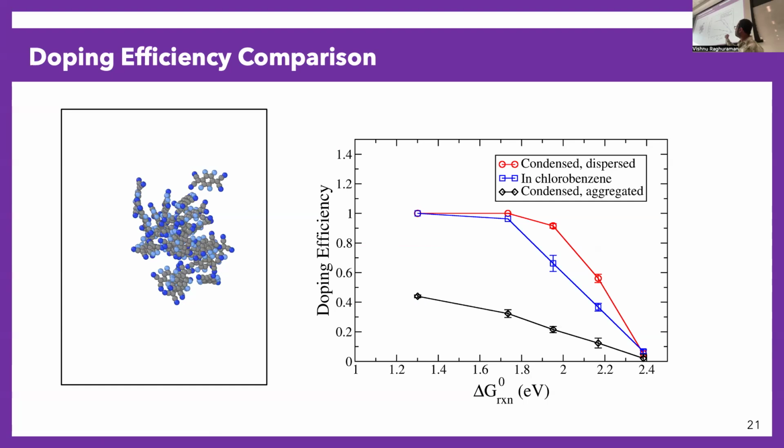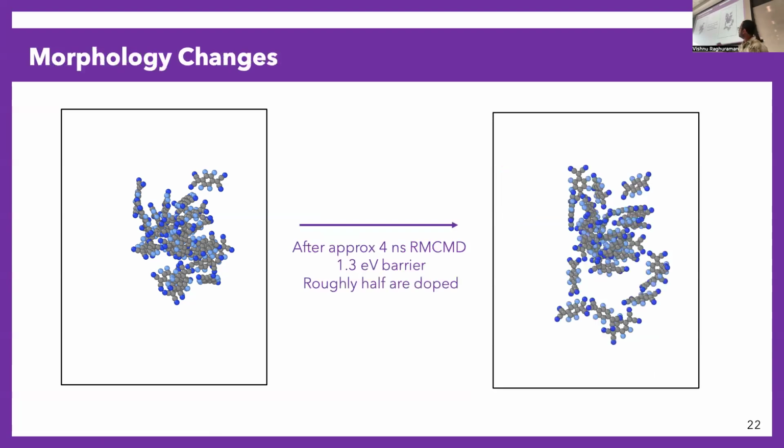And then you can also see that once they're doped, they no longer want to be aggregated. If you start with something that's aggregated and then run 4 nanoseconds of RMCMD, where roughly half are doped, you can see that now they're trying to move away from each other, and they're no longer in that compact aggregated form. So that's an interesting effect that you can get from our method. That's novel.